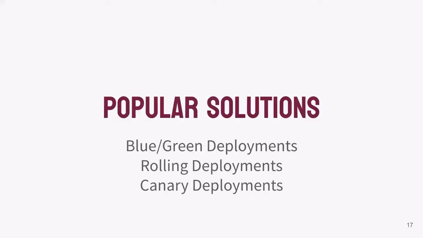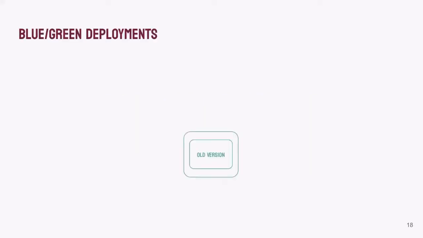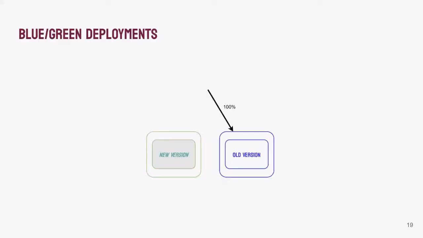There's a few popular solutions that address some or all of these issues for companies that want to do continuous delivery. First, I'm going to look at blue-green deployments. This is a process that involves first spinning up a whole new environment to host the new version of your application. Traffic continues to flow to the old version while that new version is starting up. Once it is started up, you're able to shift 100% of your traffic over to the new version. The old version remains active while you monitor for errors. If anything goes wrong, you can quickly switch 100% of your traffic back to the old version.